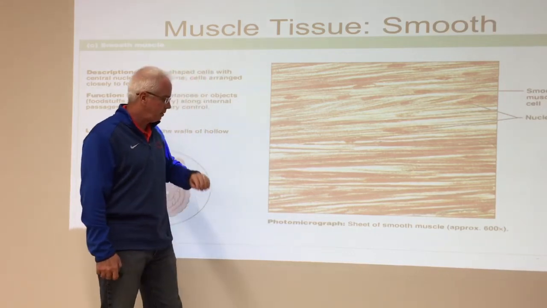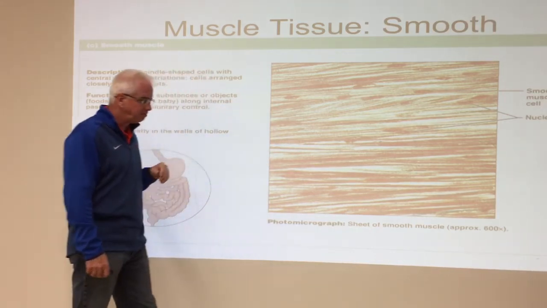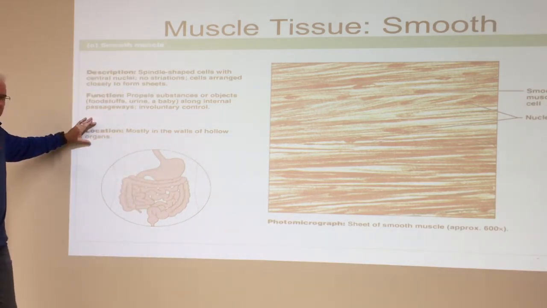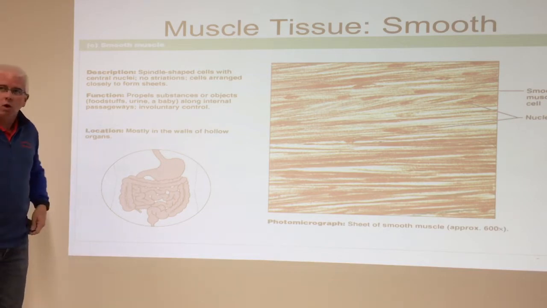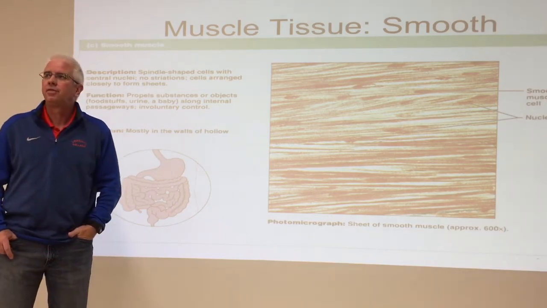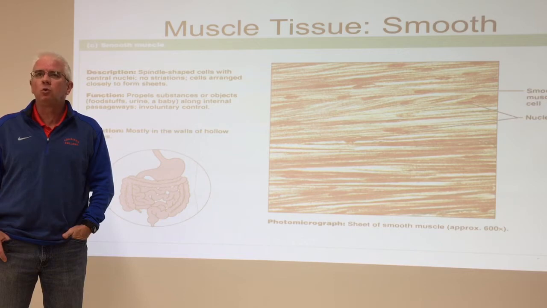Here's the third type of muscle. This is the smooth muscle cell. Smooth muscle cells are found in the walls of hollow organs mostly. In fact, I think we should extend that. We should say smooth muscle is found in the walls of hollow structures.